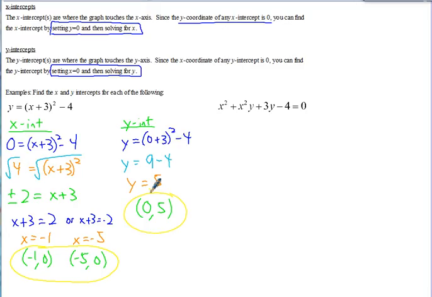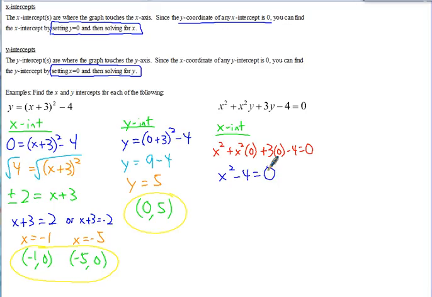All right, let's take a look at another one here. On this one, we want to find the x-intercepts. Let's let y equal 0. So we have x squared plus 0 squared times x, plus 3 times 0 minus 4 equals 0. So the 0 wipes out a lot here. The 0 for y wipes out the second and third term, so we're just left with x squared minus 4 equals 0.